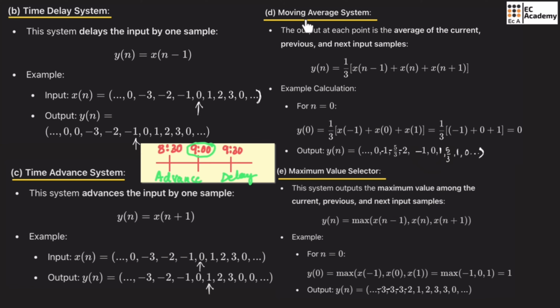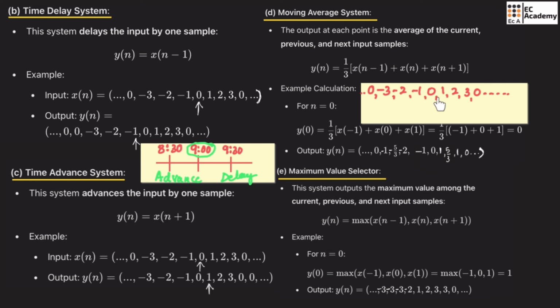Next, let us understand the moving average system. In this system, the output at each point is the average of the current, previous and next input samples. So the average is 1 by 3 since we are taking 3 samples. So the output will be the average of the current, which is the present input, the previous input as well as the next input. Now this is the input sequence.